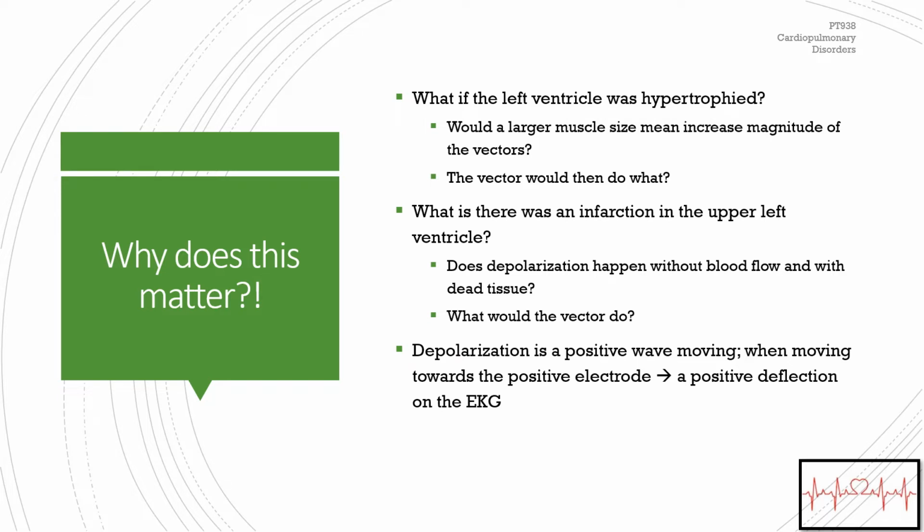So if the left ventricle were hypertrophied, meaning that there was a thicker wall, what would the magnitude of those vectors on the left do? And what would that cause the direction of that mean QRS to do? Would it move? And what if instead there was an infarction in the left upper ventricular wall? What would that change about vectors and the mean QRS? We're going to talk about it, but this should get you thinking a little bit, so think about it.